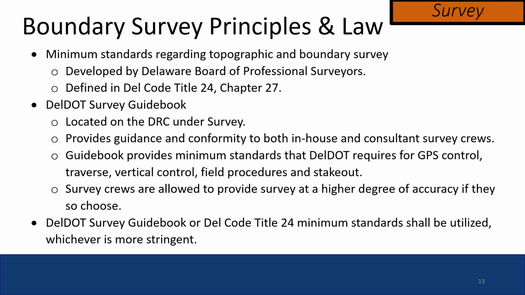Its purpose is to provide guidance and conformity to both in-house and consultant survey crews. It highlights the minimum standards DelDOT requires pertaining to GPS control, traverse, vertical control, field procedures, and stakeout. These standards are the minimum DelDOT requires, and the in-house and consultant survey crews are allowed to provide survey at a higher degree of accuracy if they so choose. The DelDOT Survey Guidebook or State of Delaware Title 24 minimum standards shall be utilized, whichever is more stringent.